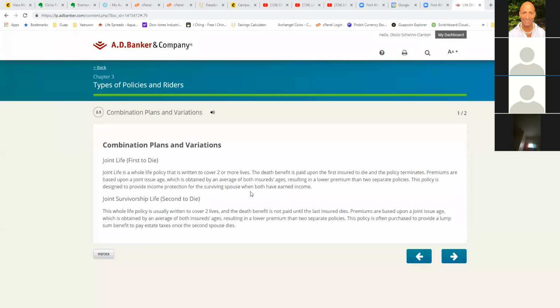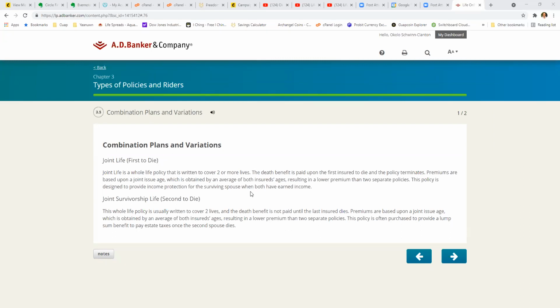So husband and wife, husband dies, wife is going to get money at his death. It's going to be cheaper because they both got policies together. Now, second to die. In simple terms, they have a large estate tax problem. Husband can pass an unlimited amount of money to the wife, or they just have a reason that they are going to need money at the second death.